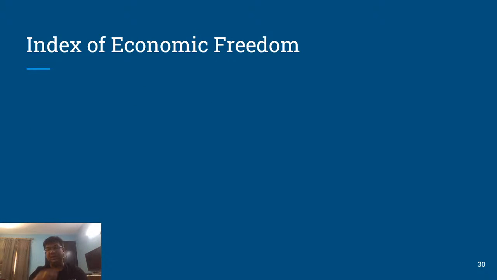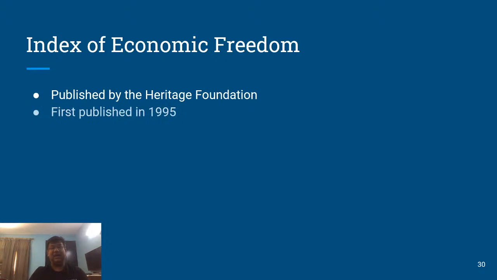Okay, now the Index of Economic Freedom. Let's take a look at this. This is published by the Heritage Foundation. Heritage Foundation is again a famous think tank. I think it is based in Hong Kong. I'm not sure, you can check once. This was first published in 1995, so it's been around for 25 years. This index is pretty old for an index. A lot of the indexes are more recent.